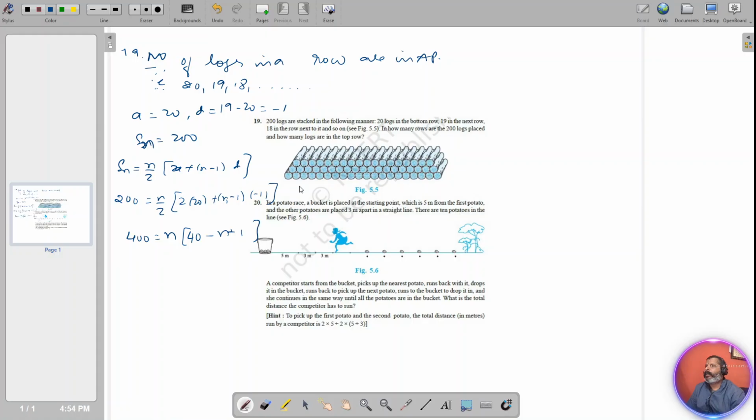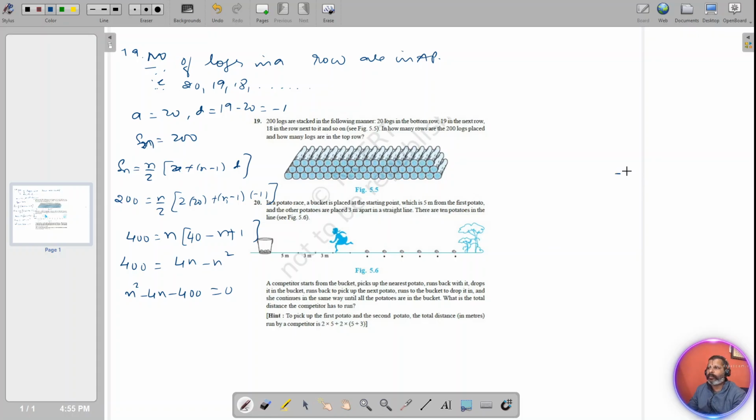Then open the bracket and it will become a quadratic equation. We'll see that. So 400 equal to 40 plus 1, 41. 41 into n is 41n minus n square. I'll transpose everything to the left side so that n square becomes positive. So n square minus 41n plus 400 equal to 0.